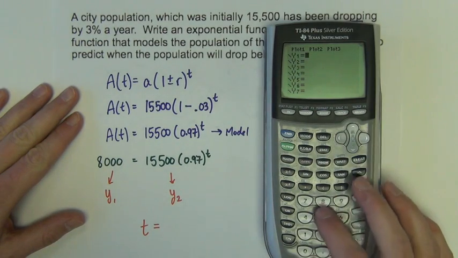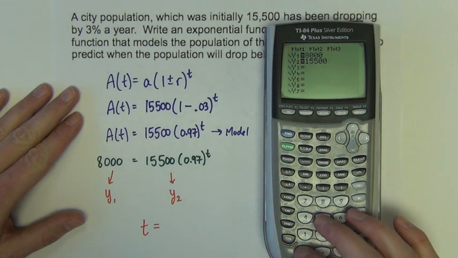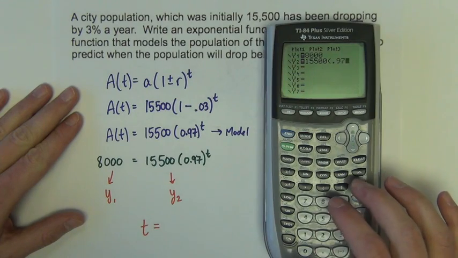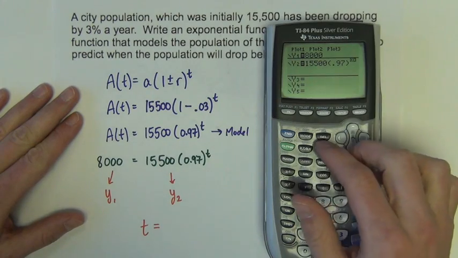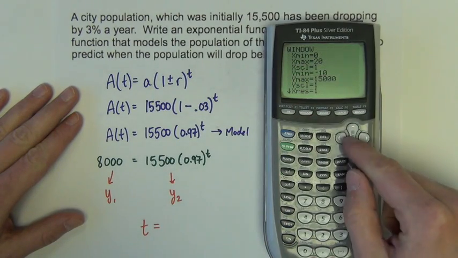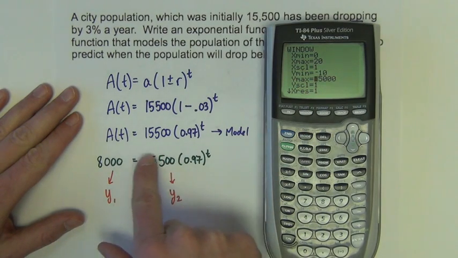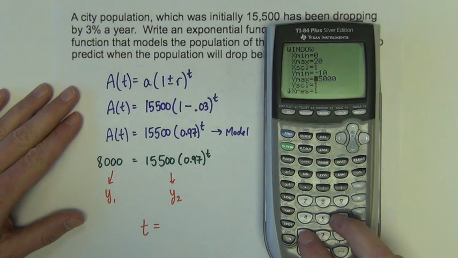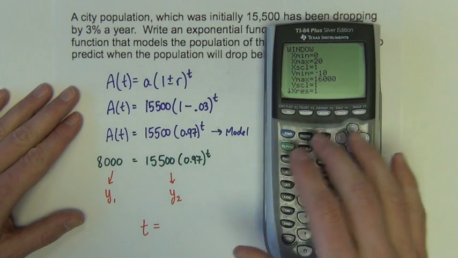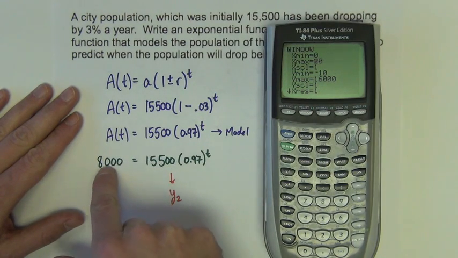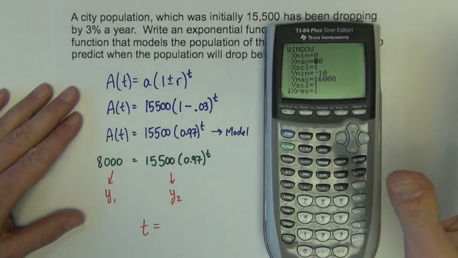The y1 needs to be 8,000. The y2 is 15,500 times 0.97 raised to the t or x. Before I hit graph, let's just think about the window. The maximum y value needs to probably be bigger than the bigger of these two values here, so I'm just going to make it 16,000. The x maximum, the x is how many years it takes for this population to reach this value, and that I don't know. If I knew it, there wouldn't be the need for the problem. So I'm just going to leave it at 20, but that's purely a guess.